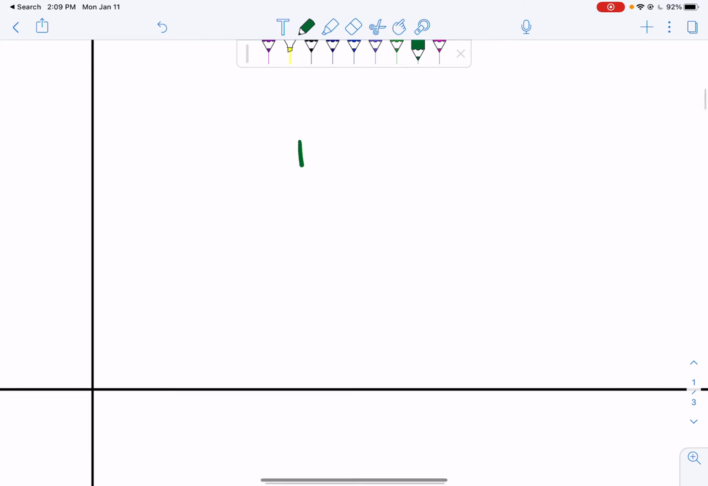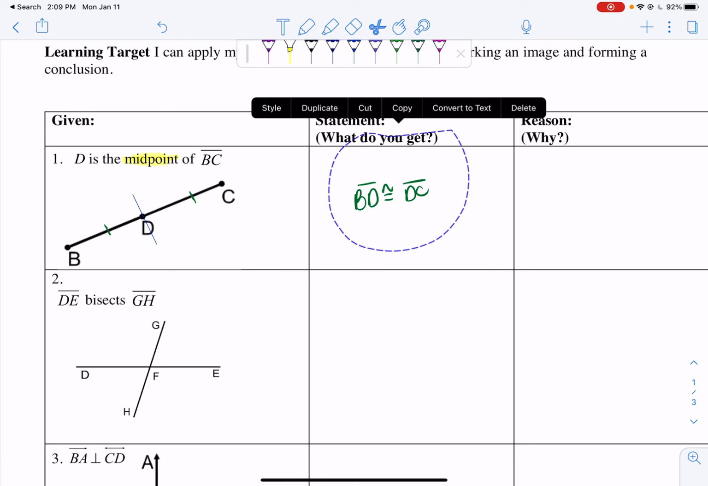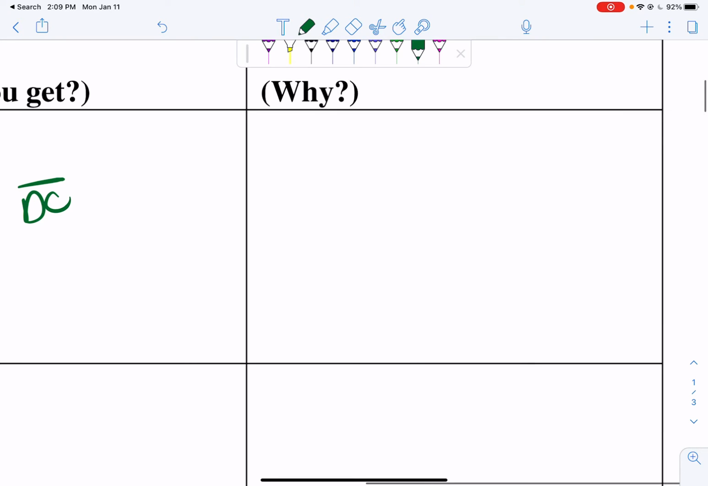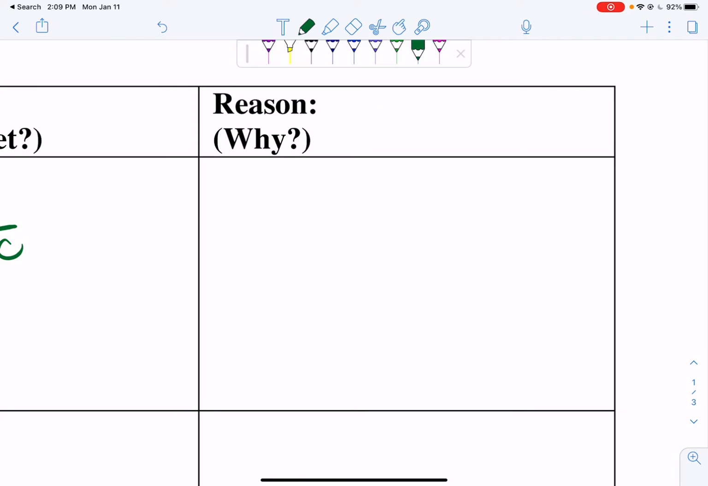So I can say BD congruent to DC, and my reasoning is a midpoint creates two congruent segments. And you can abbreviate the word midpoint.